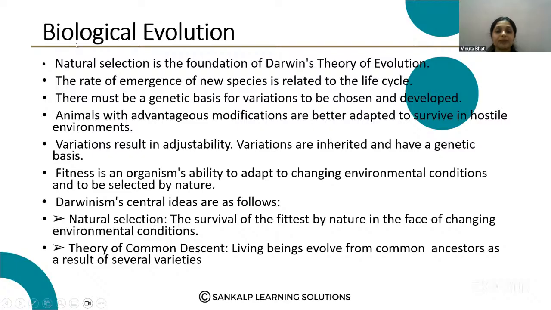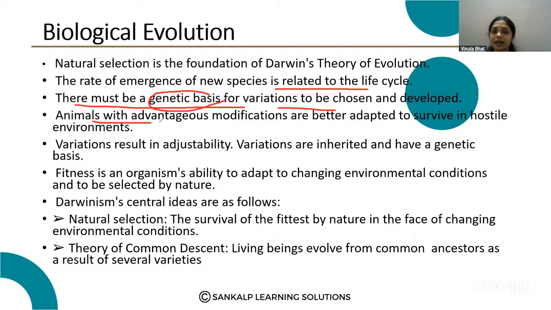So the next very important concept is biological evolution. You know that natural selection is the foundation of Darwin's evolution. The organisms which are able to cooperate with the environment, which are able to adjust with the environment, will survive. So that is natural selection. The rate of emergence of new species is related to the life cycle. There must be a genetic basis for the variation to be chosen and developed. So sometimes you can observe variation because of the genetic basis.